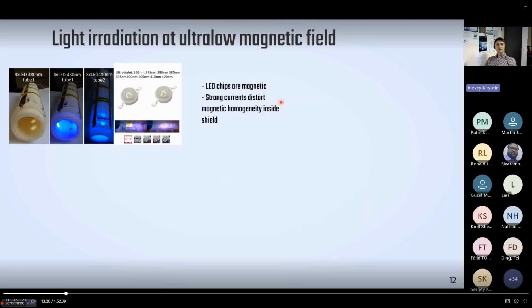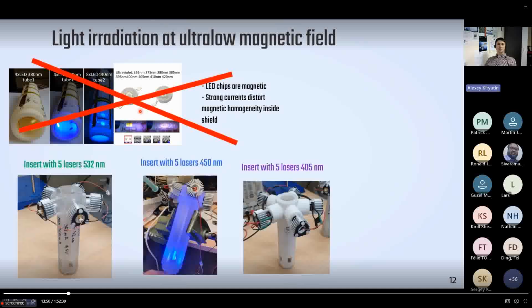To irradiate the sample inside the magnetic field, I initially used simple LEDs of various wavelengths arranged around the perimeter of the guiding tube to illuminate the sample from all sides. From the perspective of illumination, this setup worked well. However, there was a problem with the magnetic field. It turned out that the LEDs were slightly magnetic, but more importantly, the current flowing through them produced an additional magnetic field, which significantly disturbed the ultra-low magnetic field, which was unacceptable for our experiment.